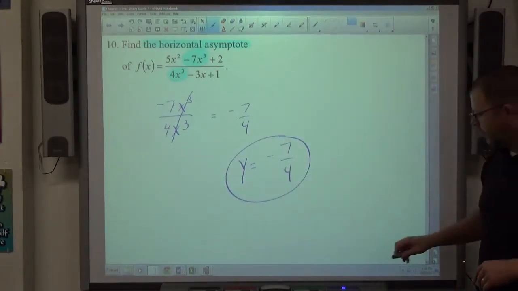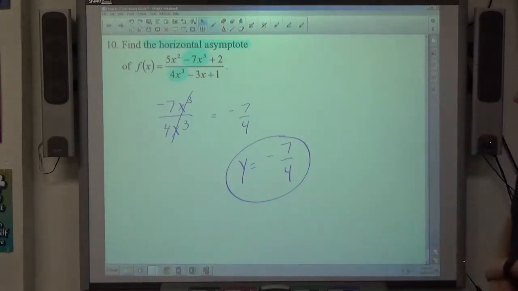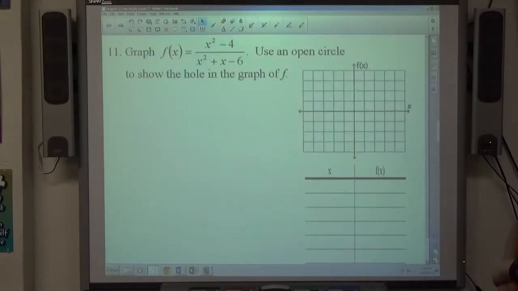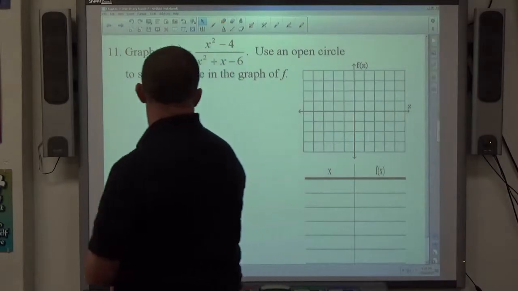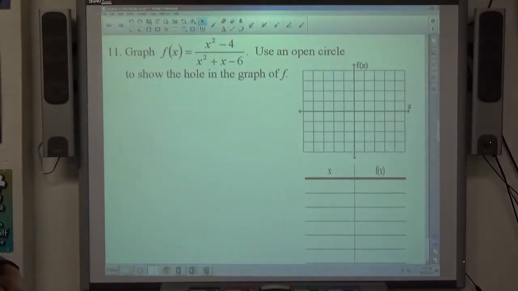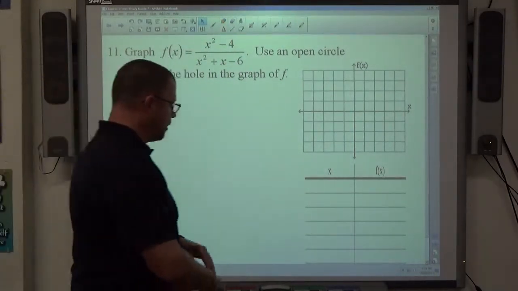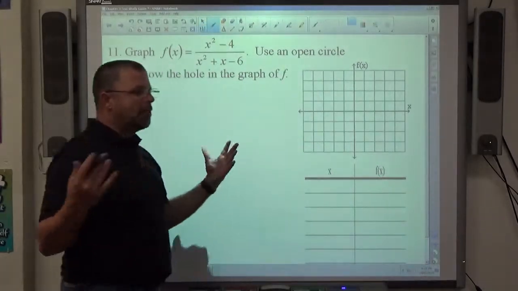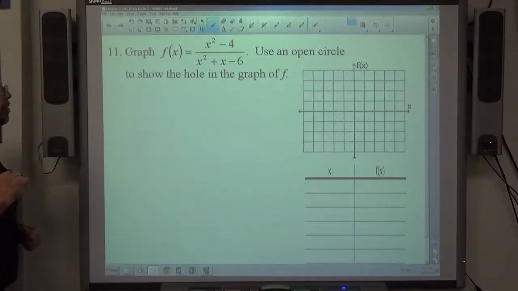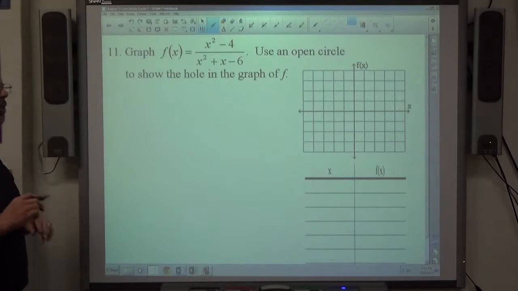As far as what else goes on, we could figure that out also, but that's what we're being asked to find there. Number 11, graph f of x equals x squared minus 4 over x squared plus x minus 6. Use an open circle to show the hole in the graph of f. This isn't saying, hey, by the way, there might be an open circle. It's saying there is an open circle to show the hole in the graph. So make sure you find that hole.